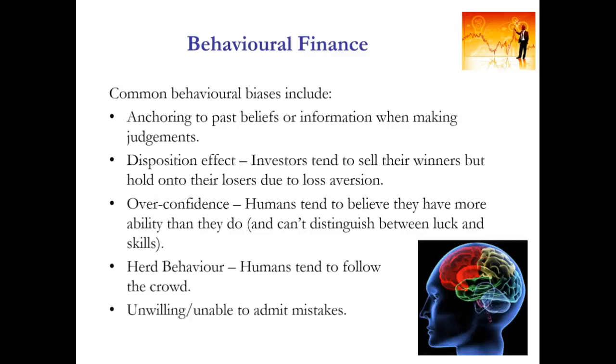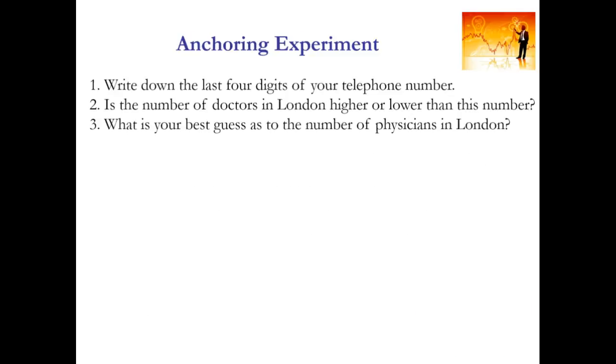So let's just do a really quick experiment, or let's look at an example of a quick experiment that can show how common some of these behavioural biases are. And what I'm looking at here is an anchoring experiment that was done in academic research. So I want you, as we go through it, to think about this for yourself. Write down the answers as we go through and see if you actually are susceptible to this bias. So the first thing I want you to do is to write down the last 4 digits of your telephone number.